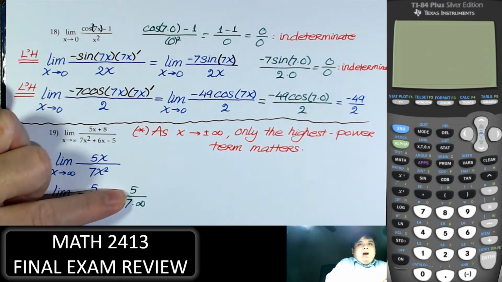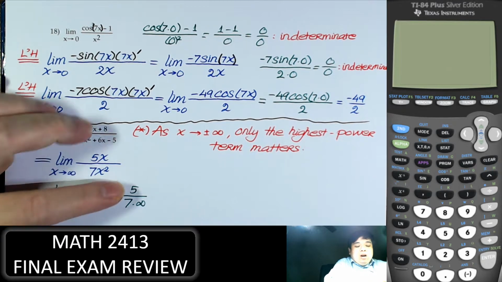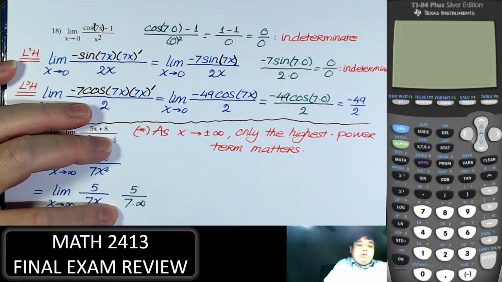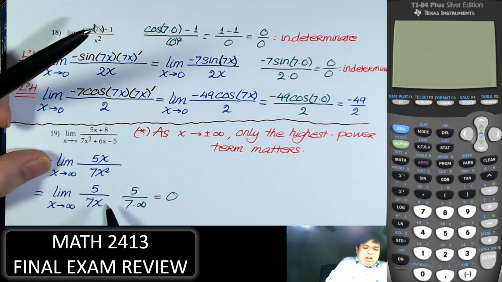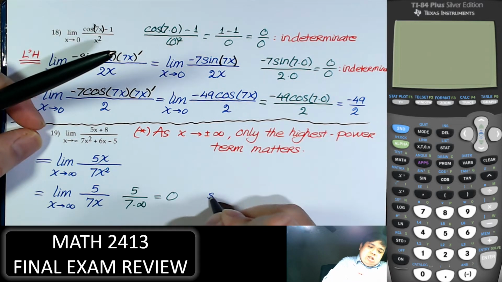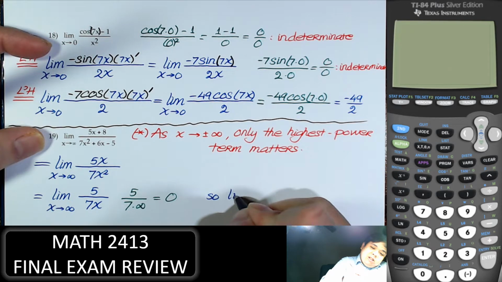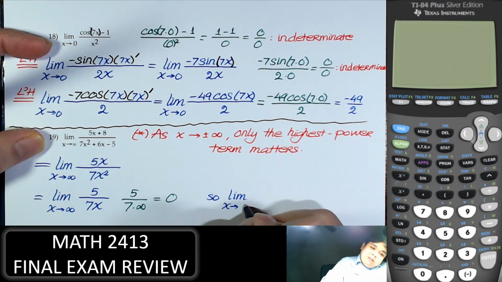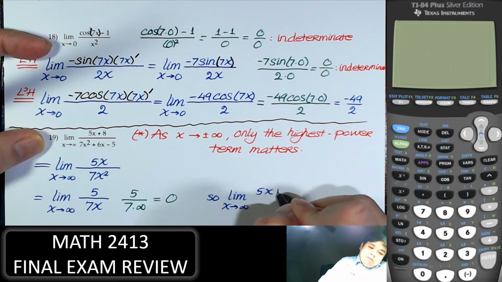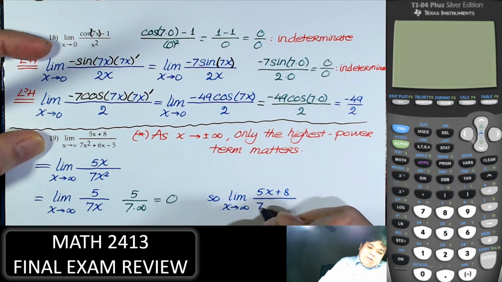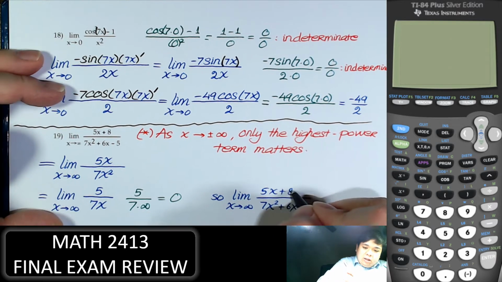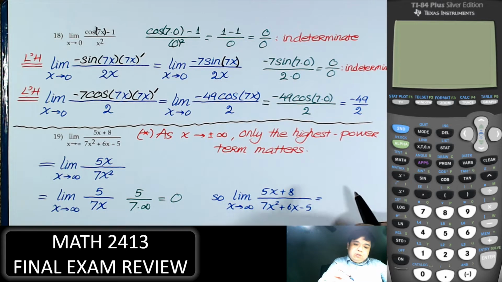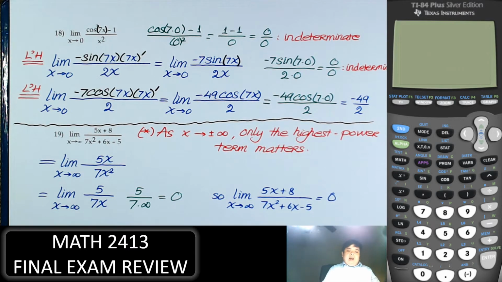So we have finite divided by infinity, a very small amount divided by something going to infinity. So this one goes to 0, and that's what the limit is equal to. It's kind of awkward to write equals, so we just say it. So the limit of (5x plus 8) over (7x squared plus 6x minus 5) is equal to 0. Yes, finite divided by infinity is equal to 0.